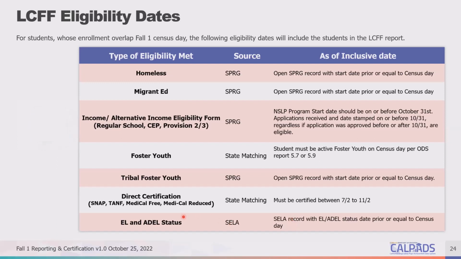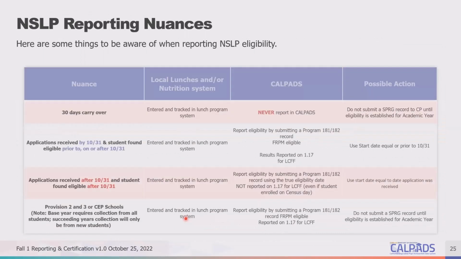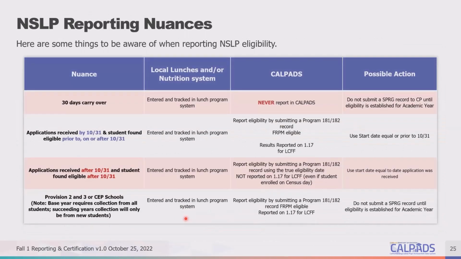Then, of course, you have your ADEL. These are your adult students who are still EL, but since they can't test anymore because of their age, they are still eligible for funding. And so we made a new status, which is the ADEL, I think two years ago, to identify these students. So here are some nuances with regards to reporting NSLP eligibilities.